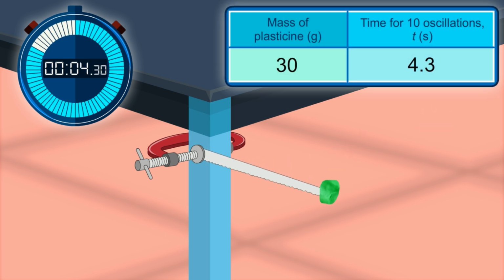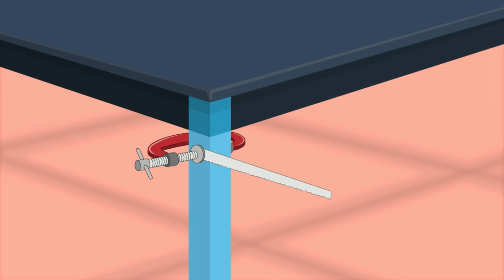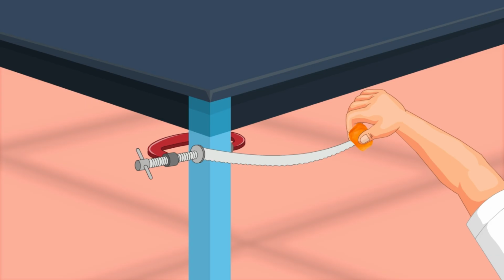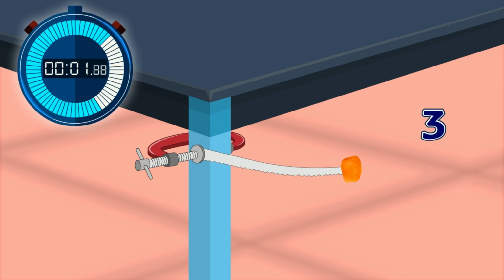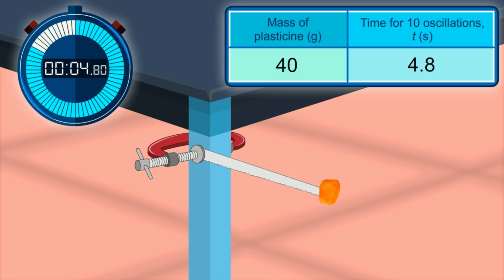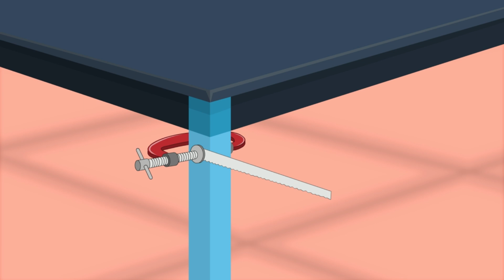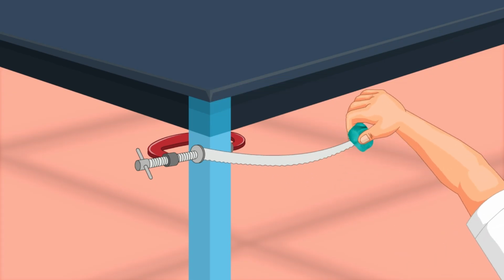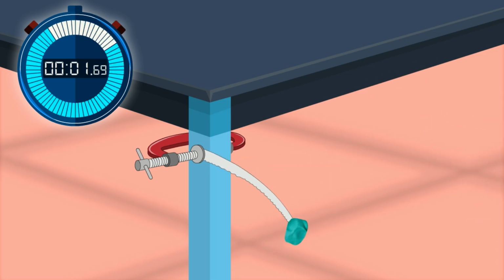Take the time for 10 complete oscillations using a stopwatch and record it in a table. Repeat the same step by using plasticine with a mass of 40 grams attached onto the end of the hacksaw blade and record the result in a table. Then, repeat the same step by using plasticine with a mass of 50 grams attached onto the end of the hacksaw blade and record the result in a table.